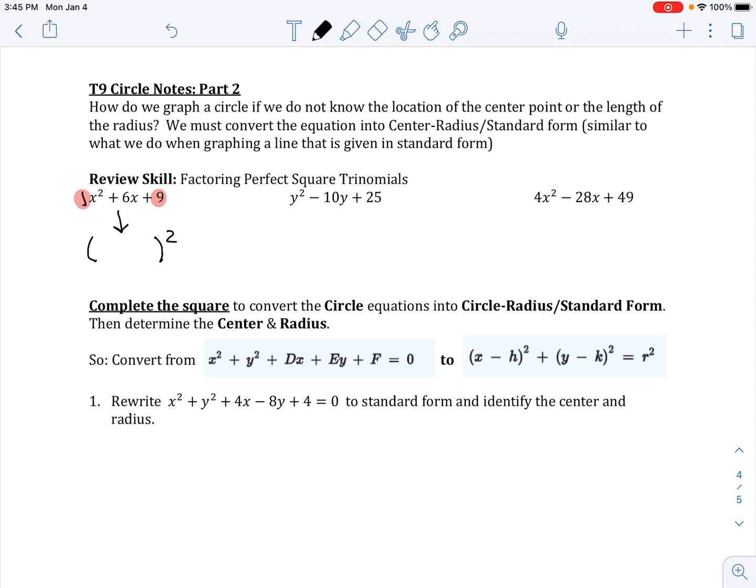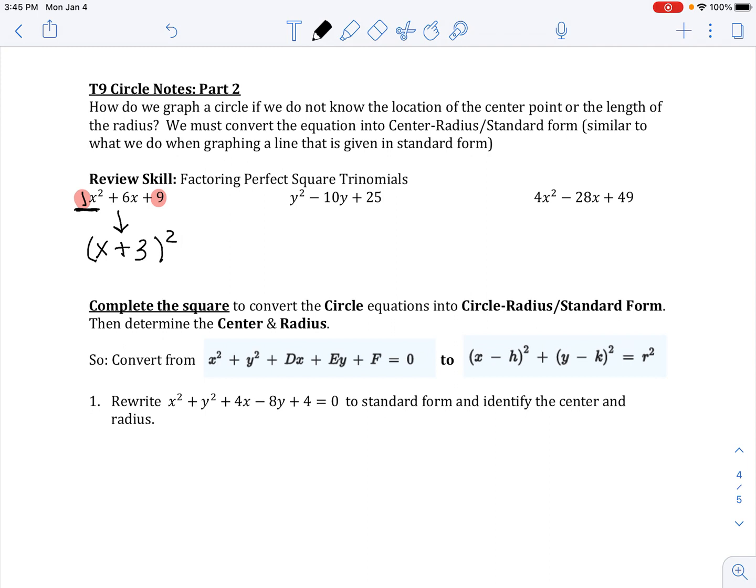You will need to know that pattern in order to be able to work with circles in general form and converting them to standard center radius form. So how do we create that binomial? Well, you square root the first term of the trinomial. So if I square root 1x squared, I get x. Whatever the first sign is, you keep it. And then you square root the third term. The square root of 9 is 3. And that is the factoring of a perfect square trinomial.